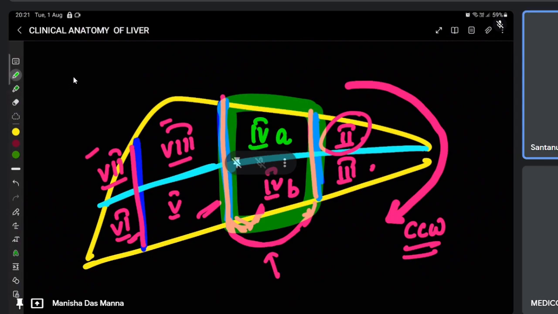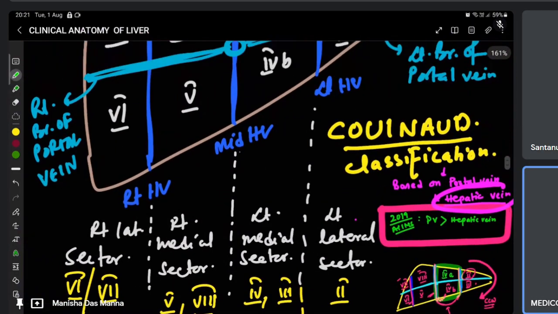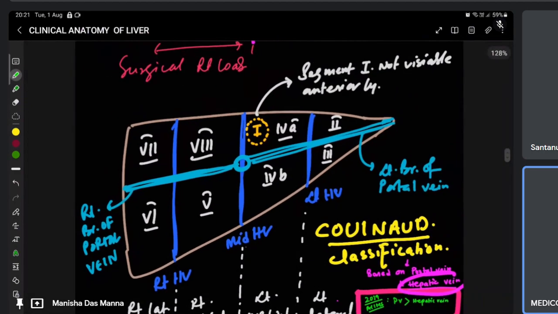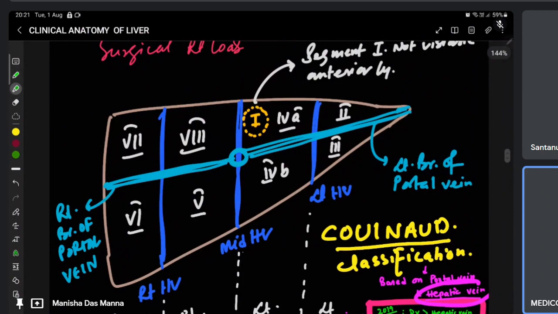Okay, so this is the coordinate classification system. Now this coordinate classification system is nothing but the segments of the liver. You can appreciate these things. This coordinate classification system is totally based on the hepatic vein and the portal vein. But most importantly, if you have to select one, then portal vein is the right choice, and it was the question of 2019 EMS.